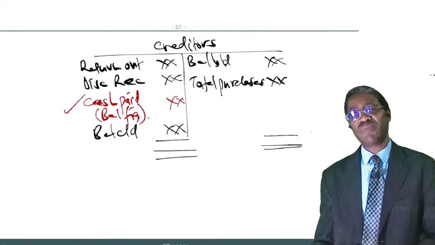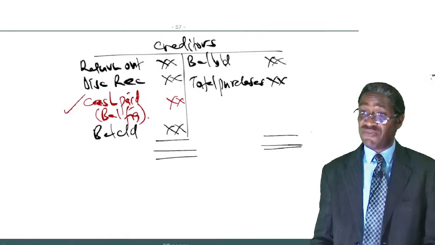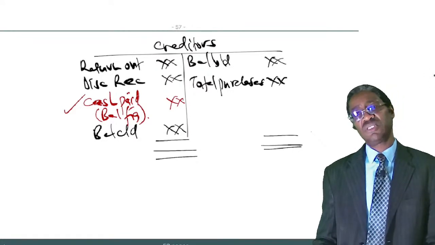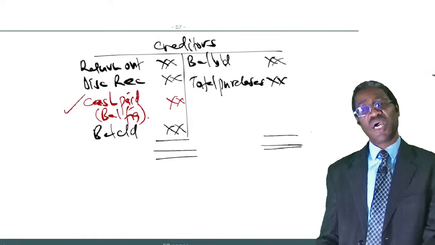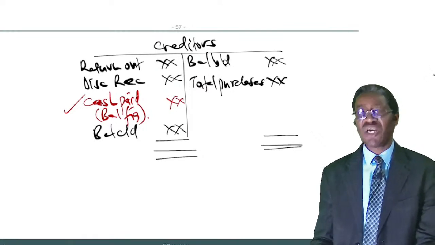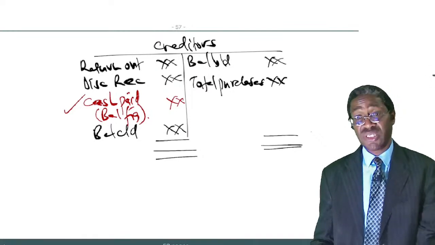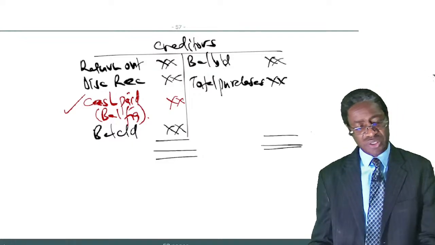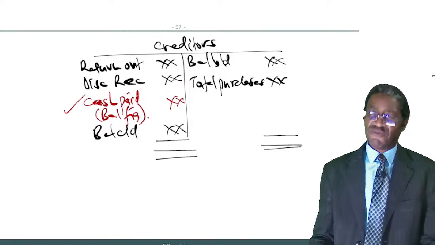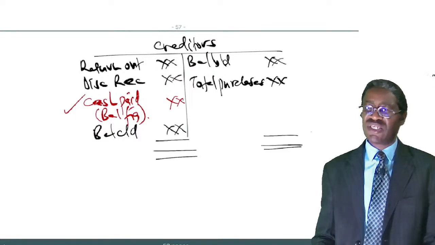Then you carry down the balance. There will be a balancing figure in your account. That balancing figure will become your credit, your cash paid to suppliers. Good. So finish. I want to discuss the third item now.